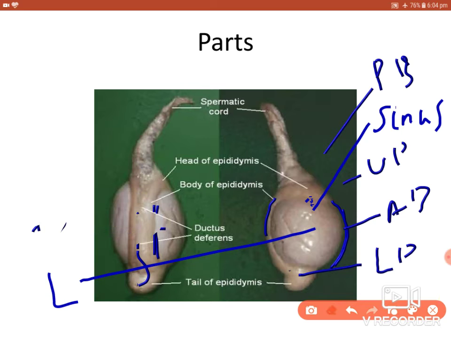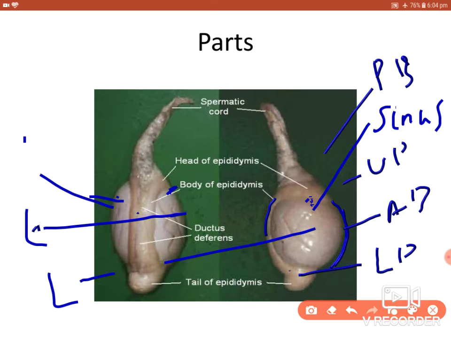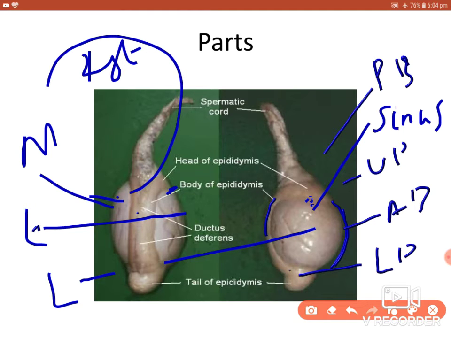In the first image, here you can see the sinus. This is the lateral surface. This one is the medial surface. So this is the right testis. The sinus lies laterally. This is the posterior border, this is the anterior border. This is the upper pole, and this one is the lower pole.